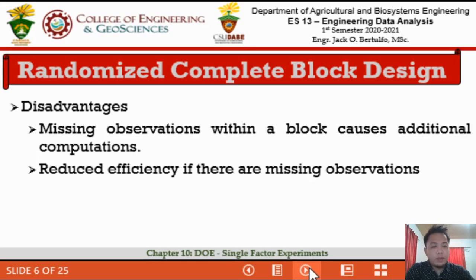The disadvantage is that a missing observation within the block causes additional computation. In the previous topic, which is the CRD, if you have a missing value you can still calculate because there are unequal replications. We did not show how, but you can calculate. But in RCBD, having a missing value causes additional computation. Then efficiency is reduced if there's a missing observation. Unlike in CRD, where even if you have a missing value, efficiency will not change.